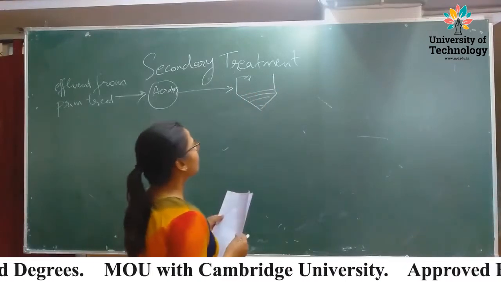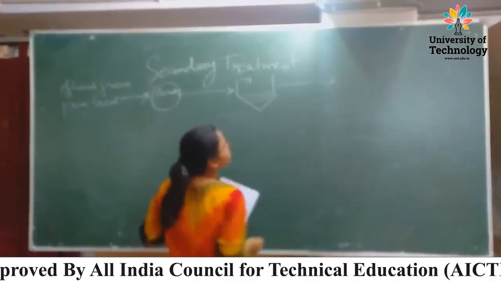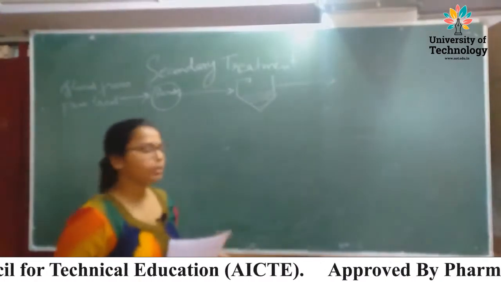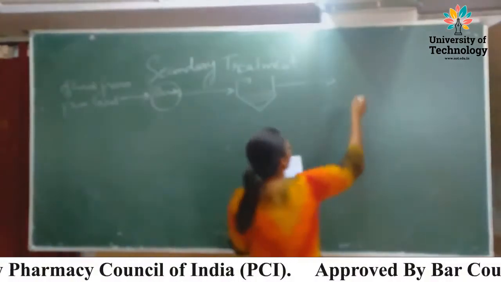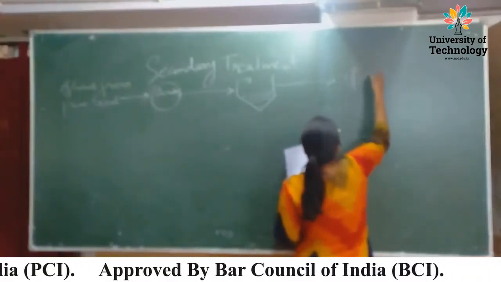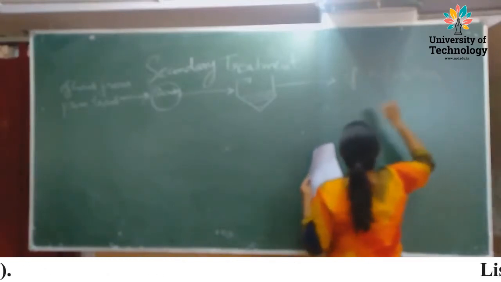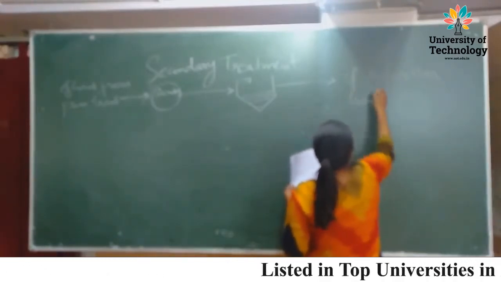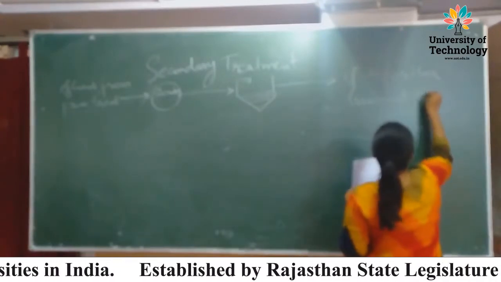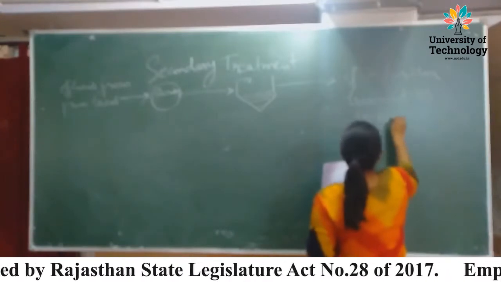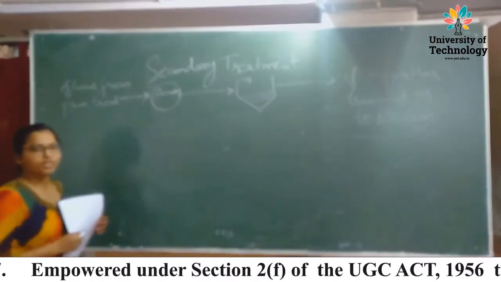And these hash lines show the collected sludge. And this effluent, we either choose to send for further tertiary treatment, or we can directly dispose of it to streams or rivers. Suspended solids and BOD are satisfied up to a large extent.